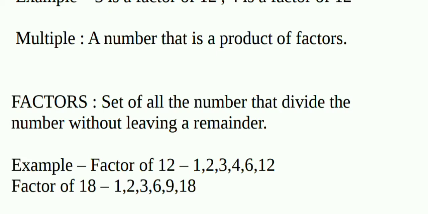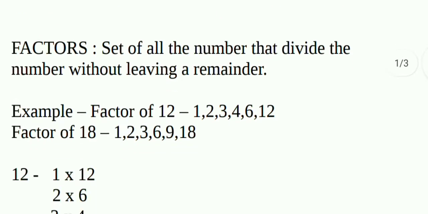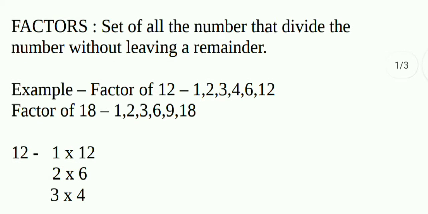What are the factors of 18? 1, 2, 3, 6, 9, 18. Now 12: 1 into 12 is 12. This is the easiest method to find factors. 1 into 12 is 12, 2 into 6 is 12, 3 into 4 is 12. Now after that we get 4 into 3 also 12, that's why we stop here.